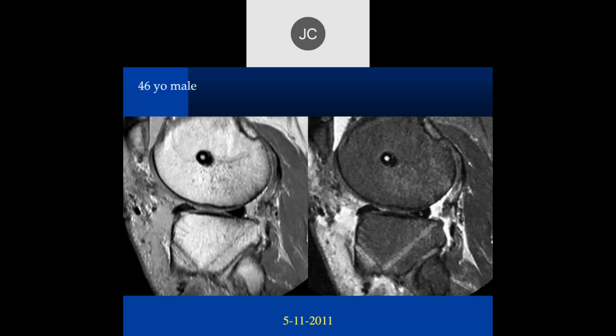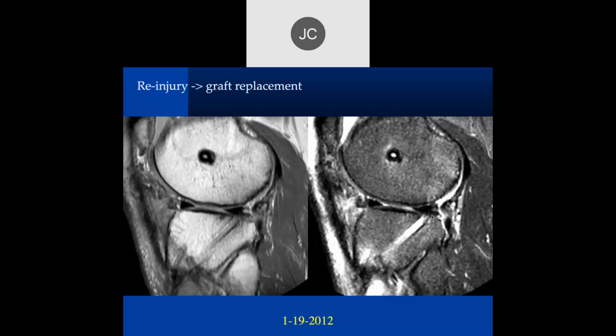Okay, here's another example. In this case, the posterior horn was a little bit more anteriorly positioned than we'd like. The anterior horn is acceptable, but a little bit too far anteriorly, which we can see there and there. He re-injured, and they brought him back and put in a new graft, which is in better position. And we've had a couple of cases where, without injury, on day one, when we did the MR scan, Dr. Stone thought the graft wasn't properly positioned, so he went in and repositioned it.